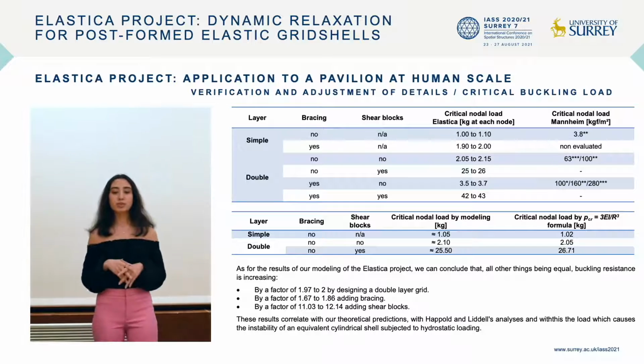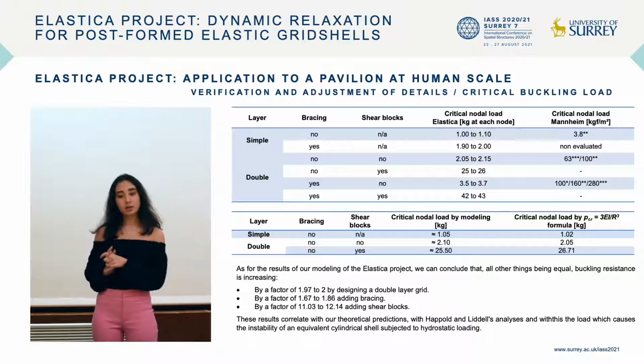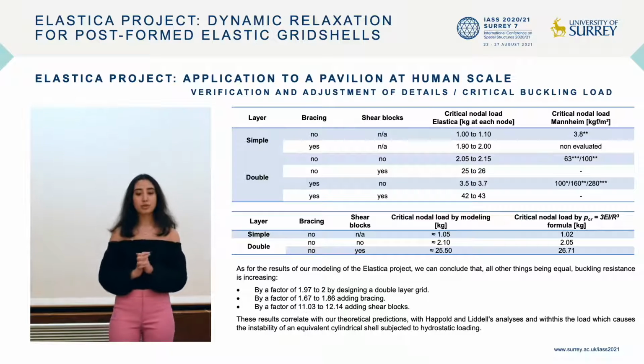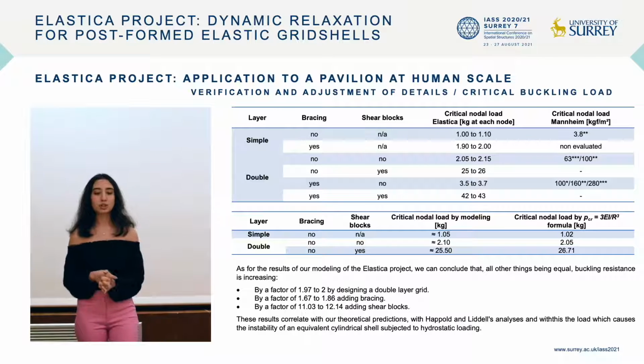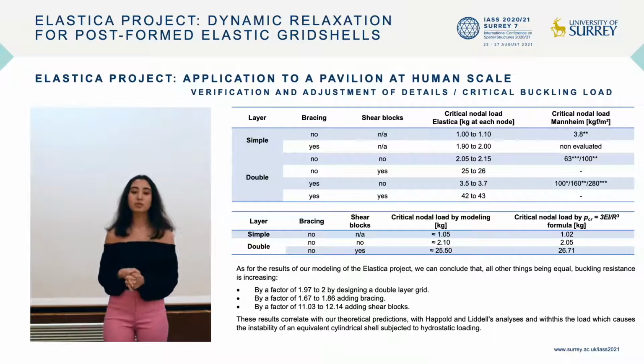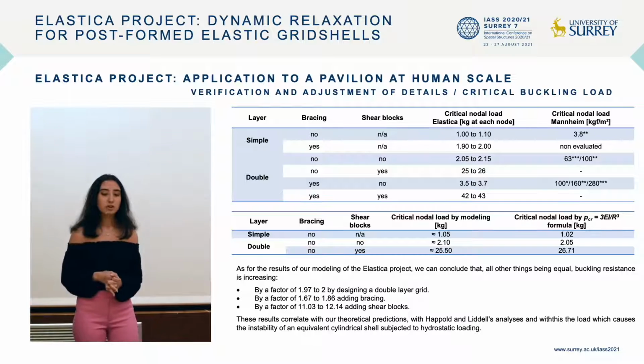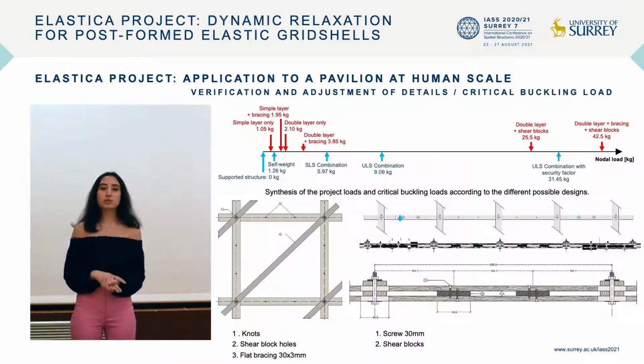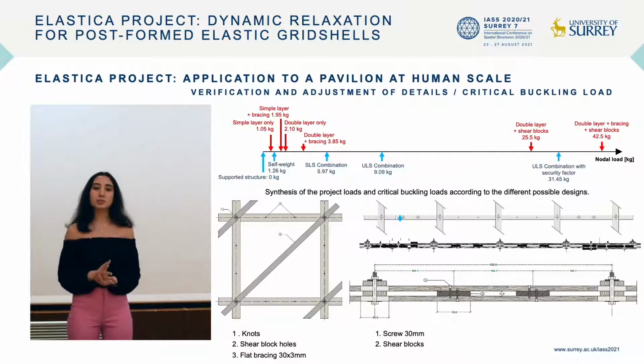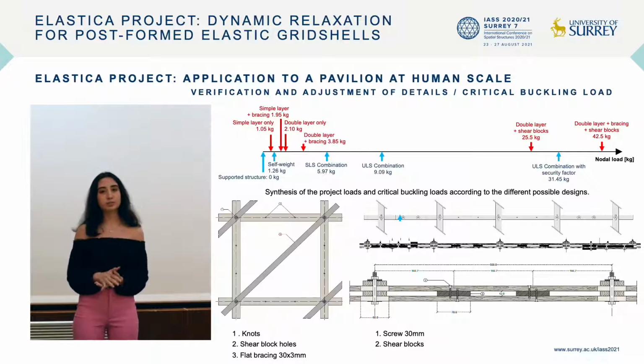Our results for the three designs tested also confirm the theory according to which the critical load of a gridshell is close to that of an equivalent cylindrical shell subjected to hydrostatic loading. The results of our study showed that the expected loads of the Elastica gridshell require a double layer design with bracing and shear blocks.